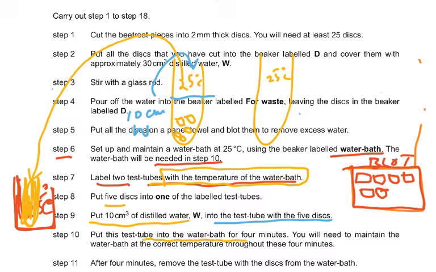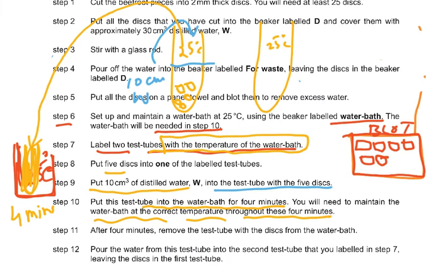Put this test tube into the water bath for 4 minutes. You will need to maintain the water bath at the correct temperature throughout these 4 minutes. Right? So you have now left this. You've taken the test tube, which you labeled 25 degrees Celsius, and then you put in 5 discs, and then you put it in the water bath for 4 minutes.